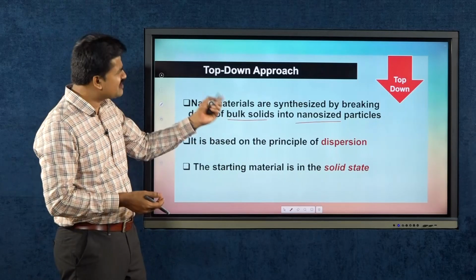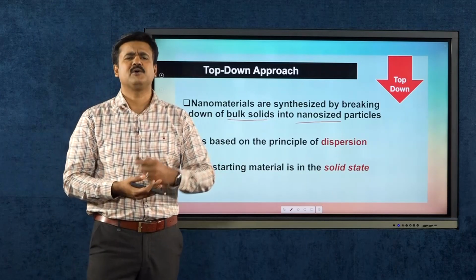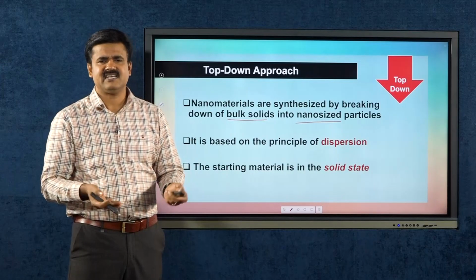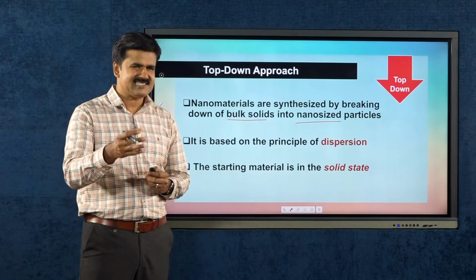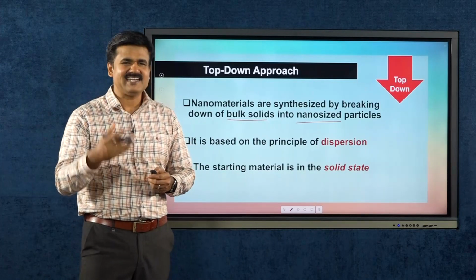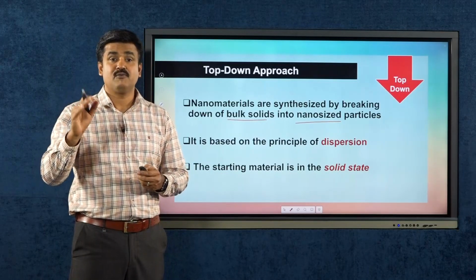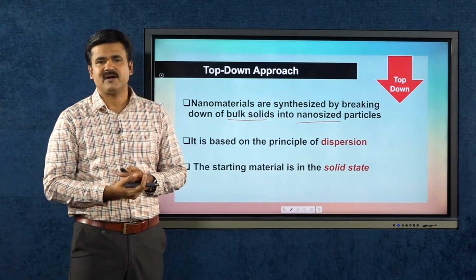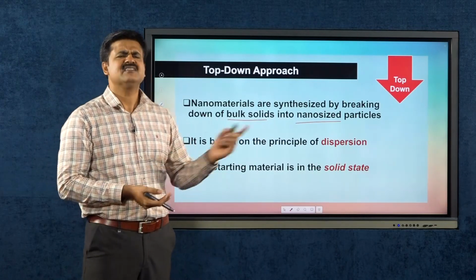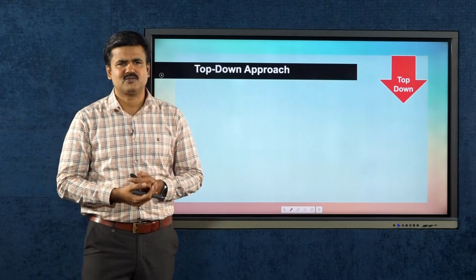Now, the starting material for the top-down approach is generally in the solid state. That is, we take a bulk solid, and it is broken into small particles. Finally, we get the nanoparticles of desired size. This is the top-down approach.